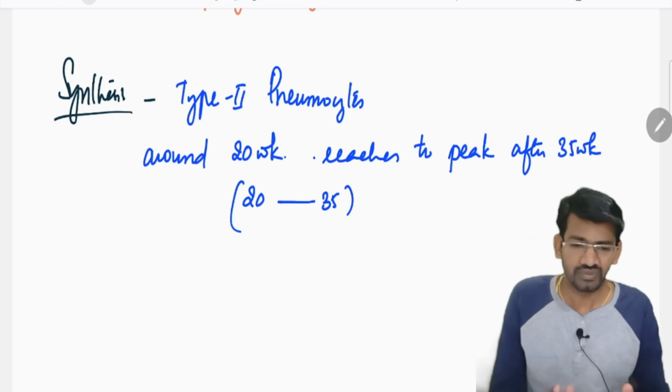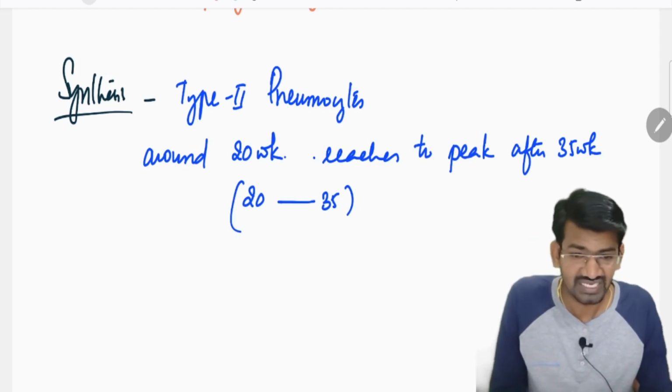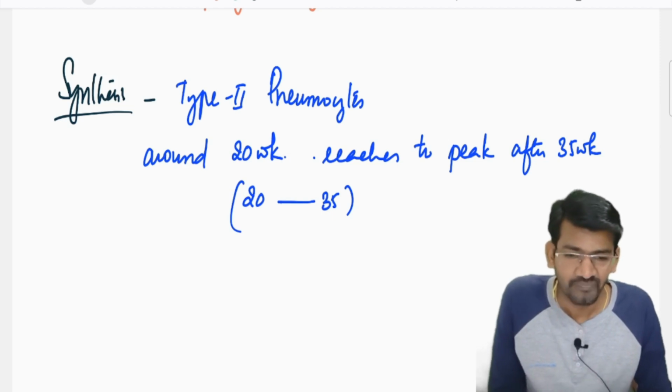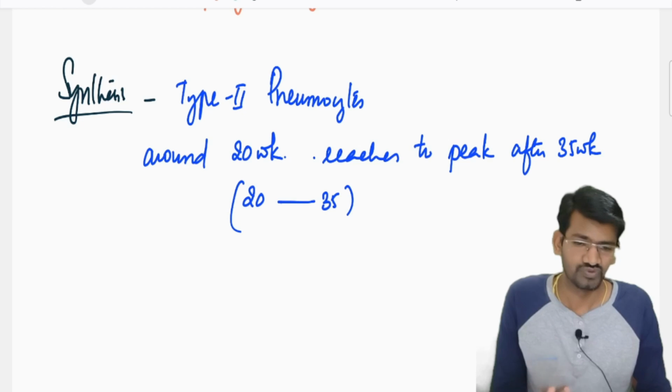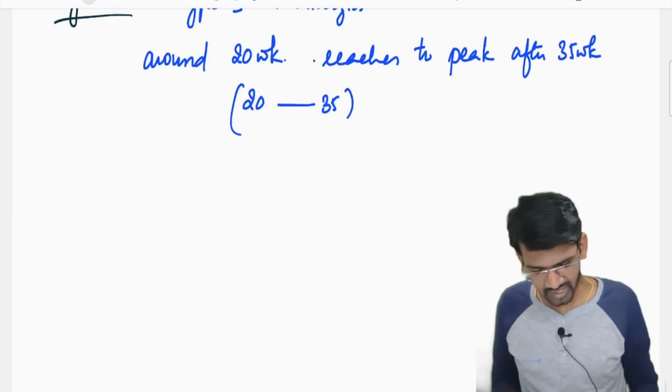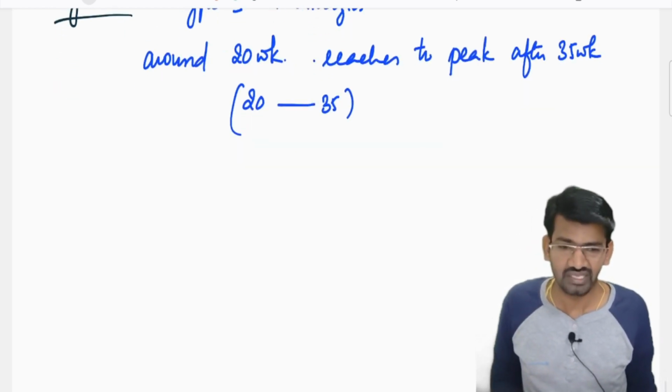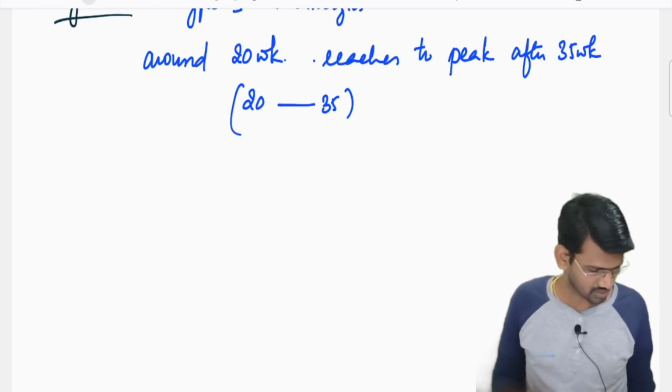So if the baby is born before 35 weeks, there is less surfactant. That is why premature babies are at very high risk of getting respiratory distress syndrome. So this is the reason. The production starts by 20 weeks and reaches its peak by 35 weeks.